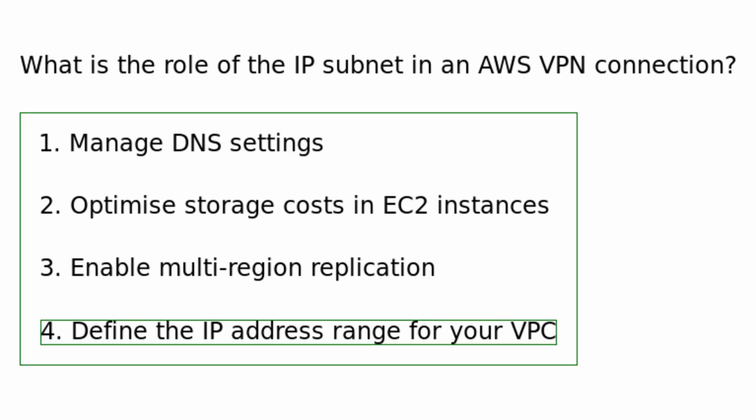The IP subnet in an AWS VPN connection is used to define the IP address range for your VPC, ensuring that the VPN connection is established within the specified IP range for secure communication.